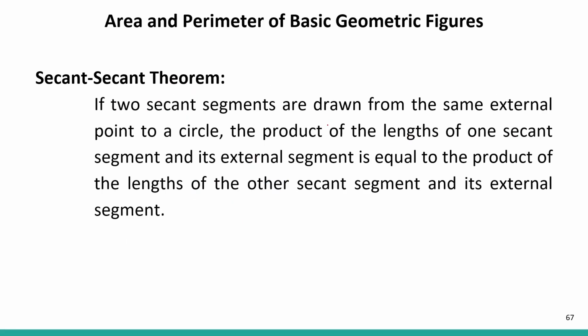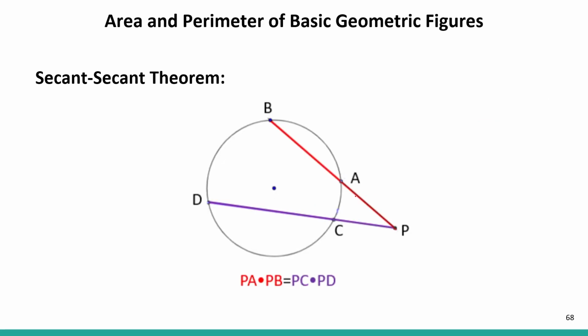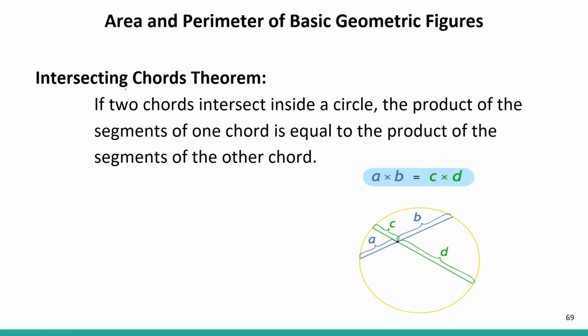Two secant segments are drawn from the same external point to a circle. The product of the lengths of one secant segment and its external segment is equal to the product of the lengths of the other secant segment and its external segment. So the product of these two is equal to the product of these two, that is DC into PC is equal to PA into PB. That is what the second theorem tells us. This is the pictorial view. Let's see the next property.